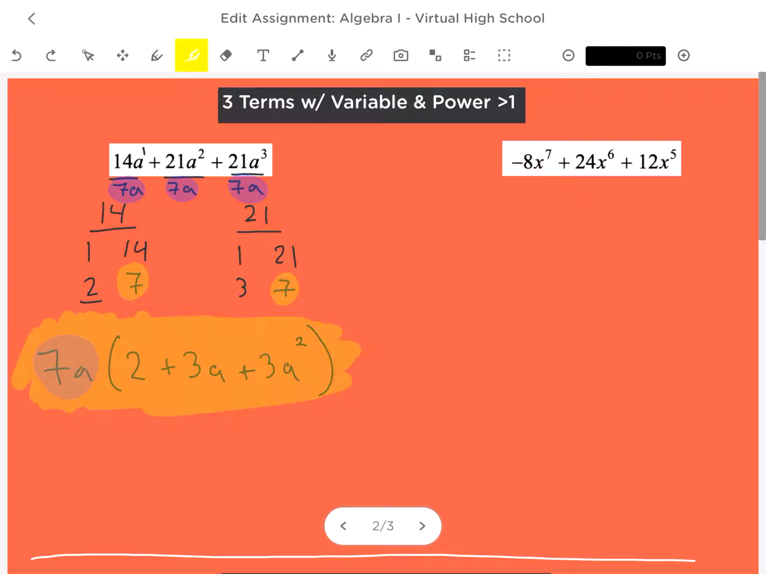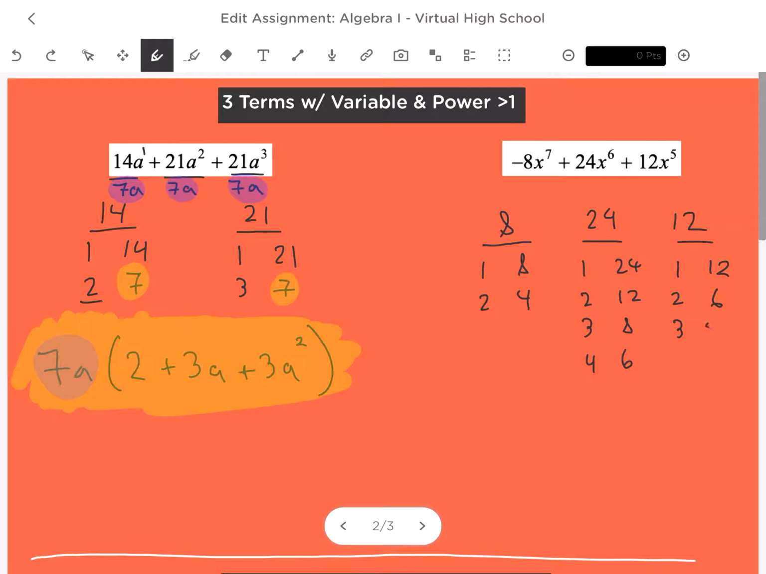So I have 8, 24, and 12. So, all right, let's see what we got. 8, 24, and 12. So 1, 2, 3. So 1 and 8, 2 and 4, 1 and 24, 2 and 12, 3 and 8, 4 and 6, 1 and 12, 2 and 6, 3 and 4.